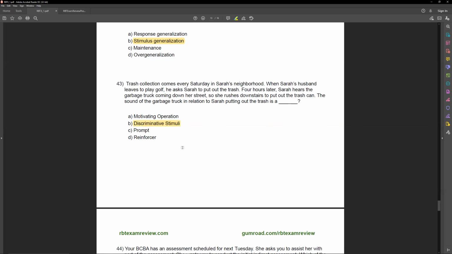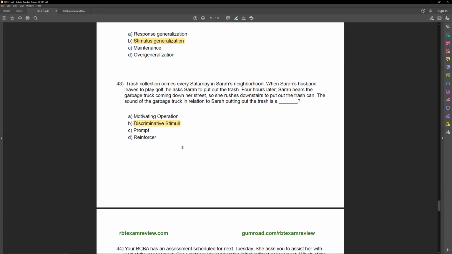So simply, Sarah hears the garbage truck, SD, behavior, goes downstairs, puts out the trash can, right? Consequence, trash gets picked up. Very simple ABC question, okay? Remember, don't get motivating operations and discriminative stimuli confused. Motivating operations are going to alter the value of the reinforcement, okay? It's going to make you want something more or want something less.